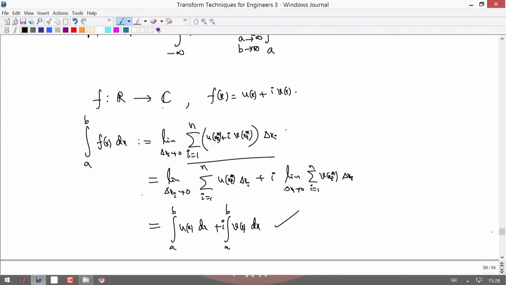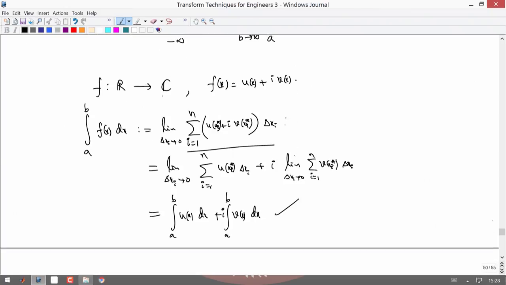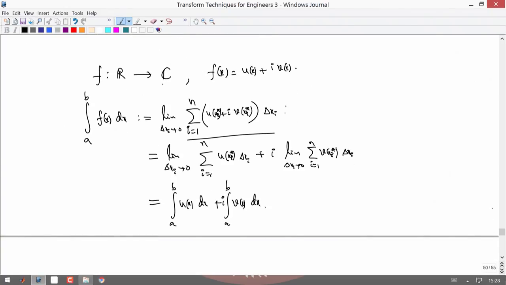So what you see is, if you take the usual definition and start with it, you end up getting this integral. This definition means that for a complex valued function, you simply integrate the real part and the imaginary part. That is the meaning of that integral.